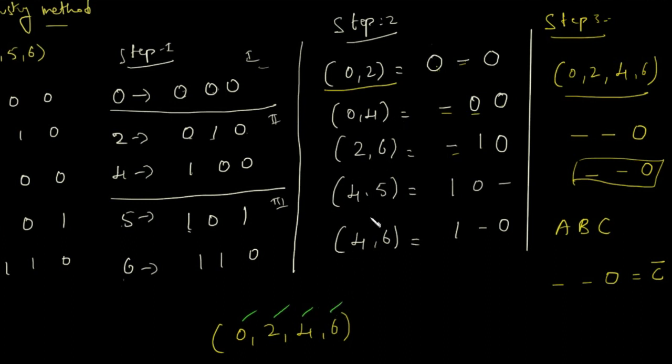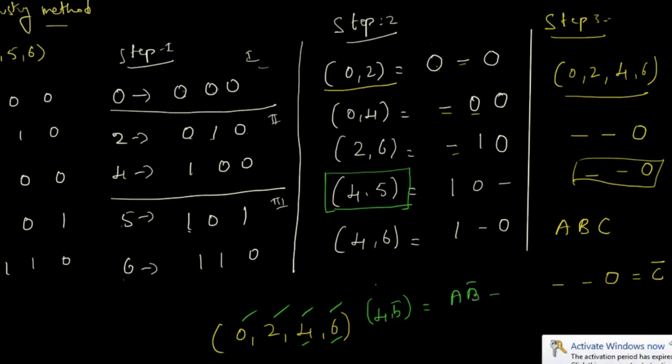There is a 4 comma 5. Where is 4 comma 5? It is left out. Now you can see there is a 4 comma 6. Which one is left out? 4 comma 5 is left out. This combination is not available. So if you put 4 comma 5 here, that gives you A, B bar, there is no C, right? A, B bar, there is no C.